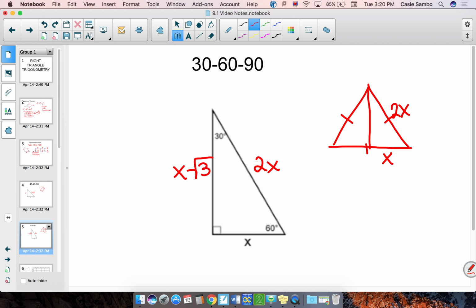Those are the important pieces that you need for these triangles, is you need to know the relationship: x is the short side, 2x is the hypotenuse, and x square root 3 is the longer leg.